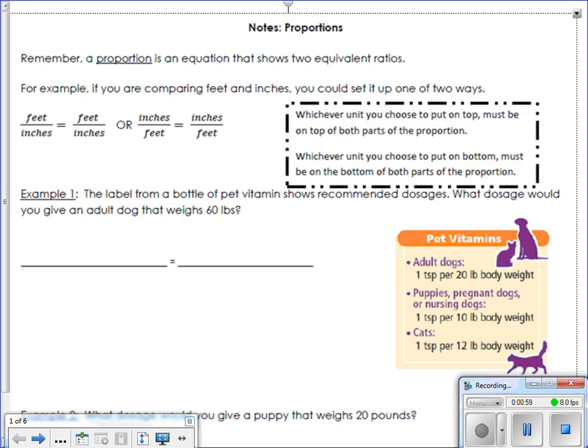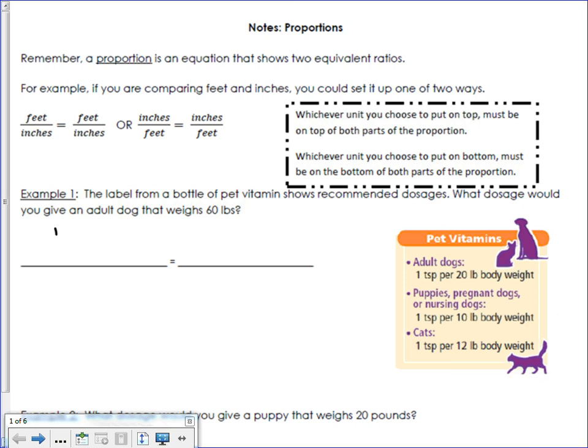Example number 1 says, the label from a bottle of PEP vitamins shows recommended dosages. What dosage would you give an adult dog that weighs 60 pounds? So we can look at our information on the side, and it says PEP vitamins for an adult dog, 1 teaspoon per 20 pounds of body weight. So I'm going to label my first ratio.